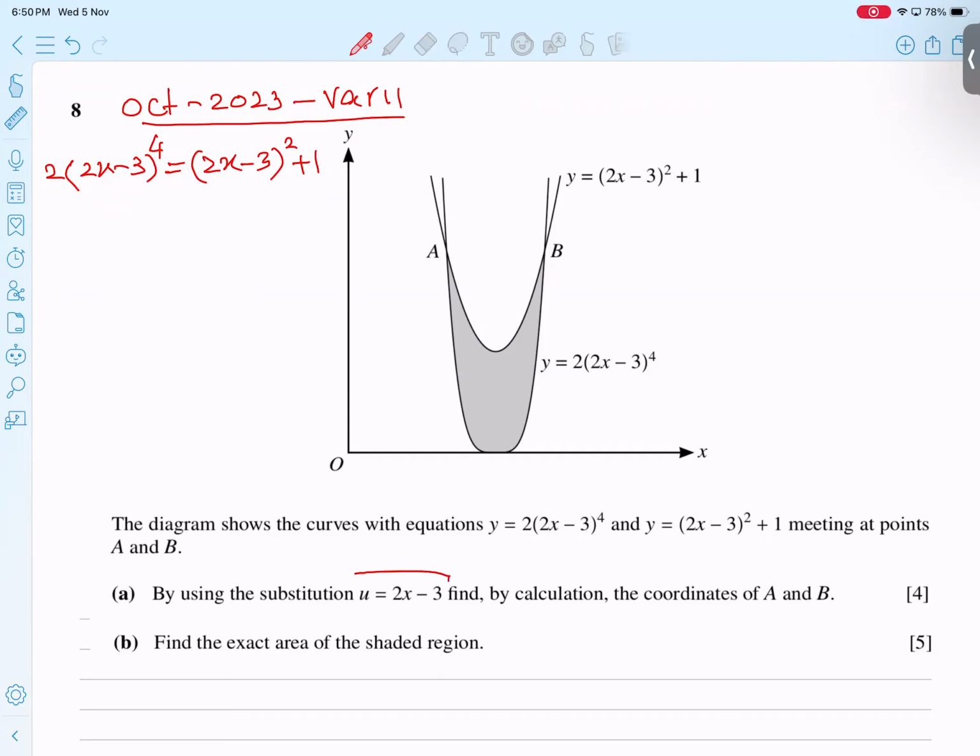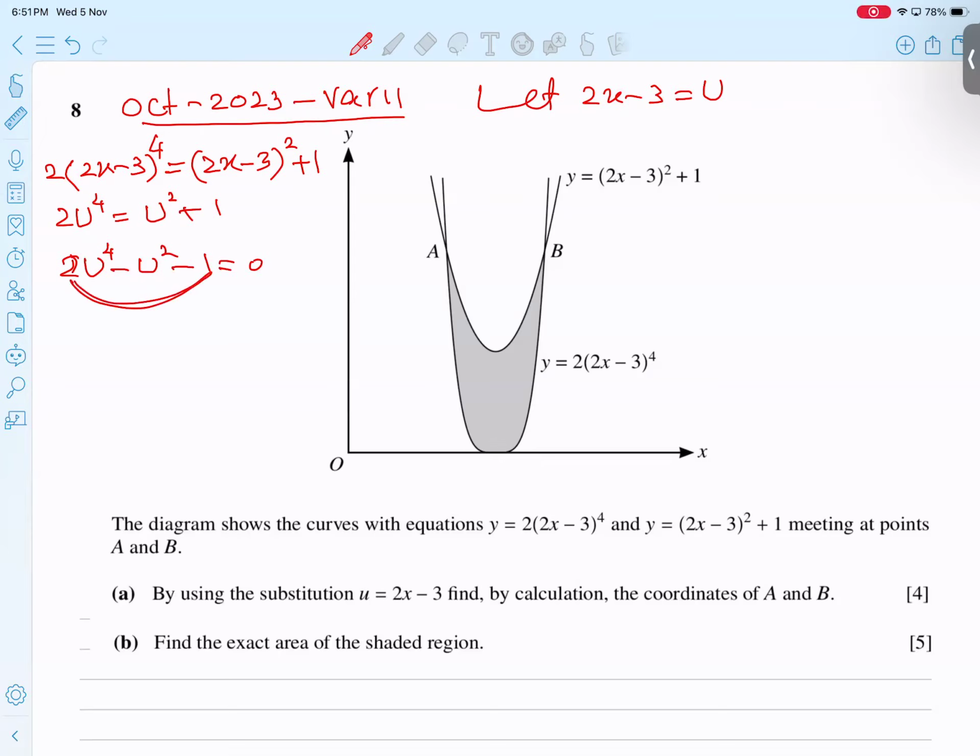So now, as he said, assume this substitution, and I'm writing here, let 2x minus 3 be equal to u. So 2u to power 4 is equal to u square plus 1. You are bound to bring it on the left hand side like this. Now, do you know I taught many times, whenever we have a middle term, we can factorize easily. 2 ones are 2 and 2 ones are 2. So 2u square and plus 1u square.